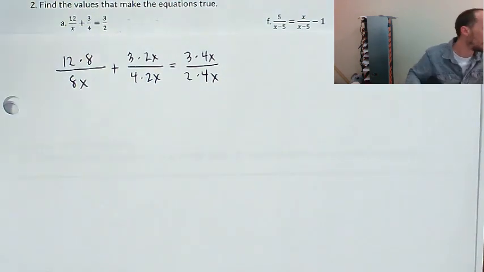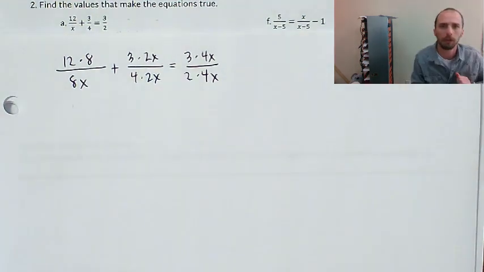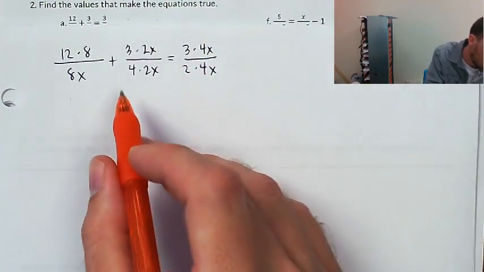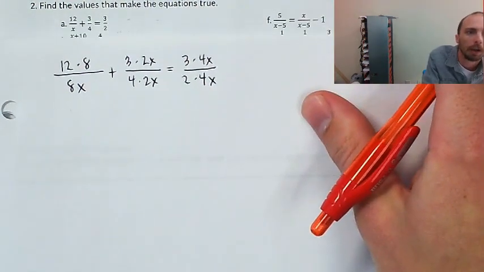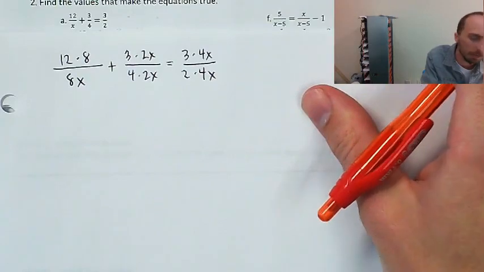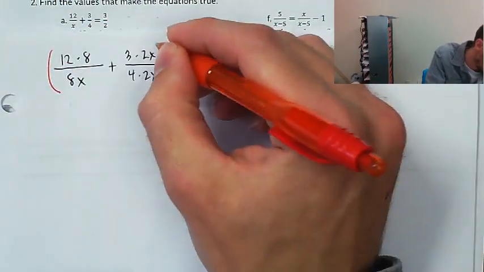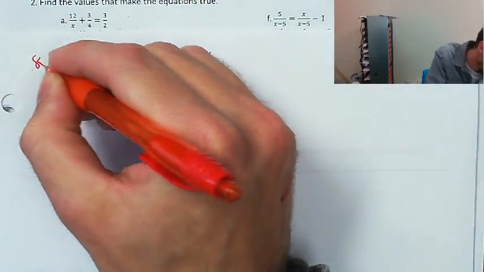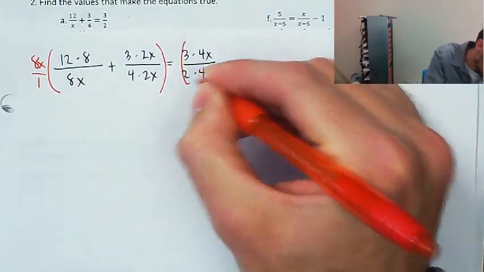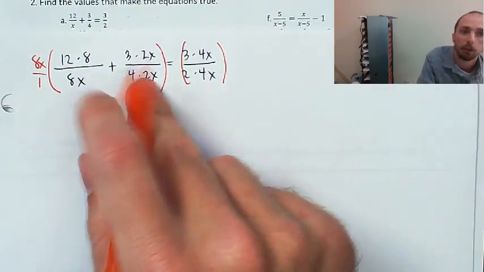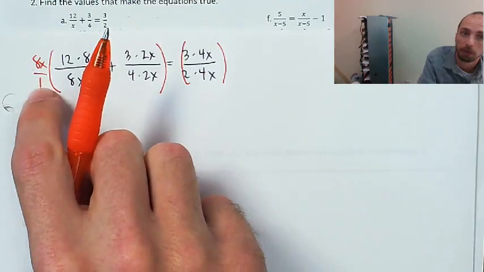And I don't think I really did this in class. We didn't encounter any equations that looked like this where this was probably the best course of action. But what I'm really doing here is I'm taking both sides of this equation and I'm multiplying it by 8x. And that's fine, right? I am not changing the value of these fractions because I'm multiplying by a fraction that's 1.